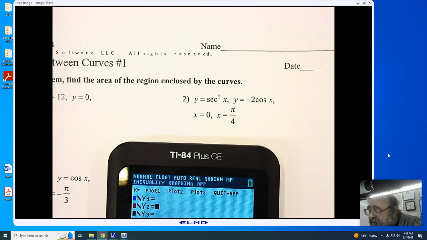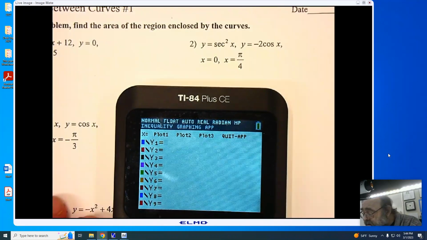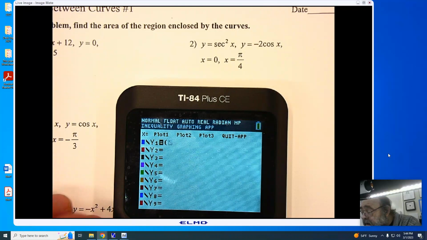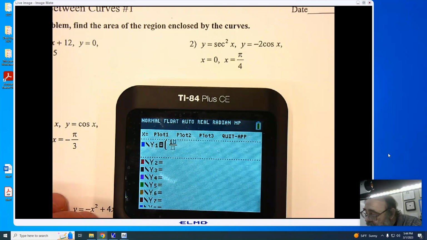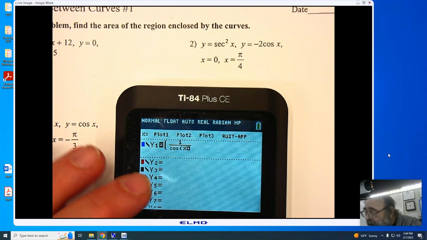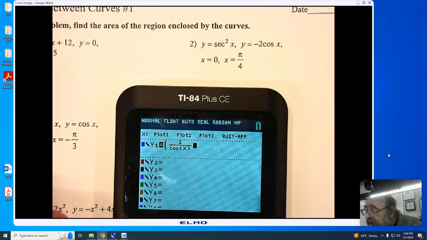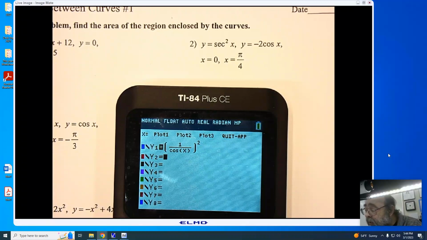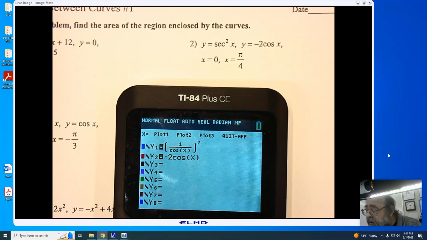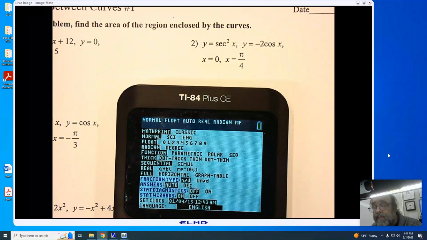Now, there are multiple ways in which we can do this on our calculator, but I recommend that you start by simply putting in the fraction 1 over cosine x. You'll notice I have to use the reciprocal function for this in order to get that secant. Then put in the negative 2 cosine of x, and please make sure that you are in radian mode.